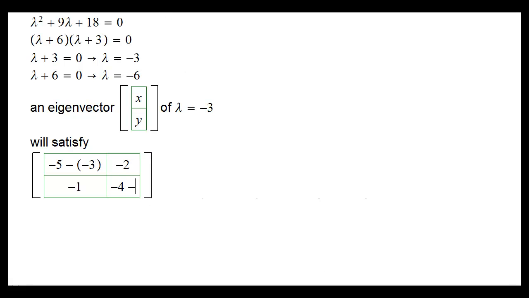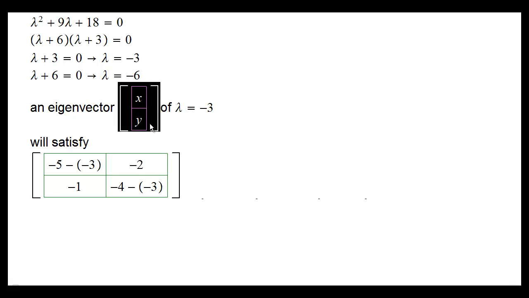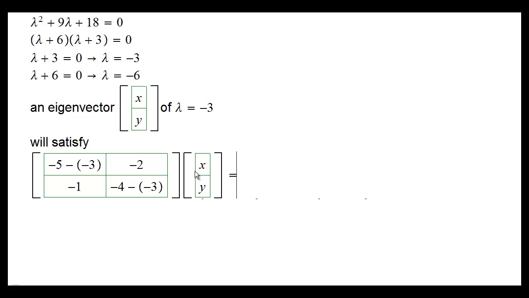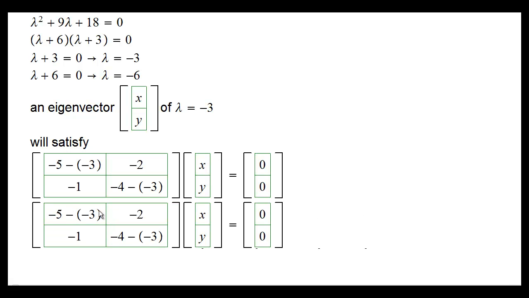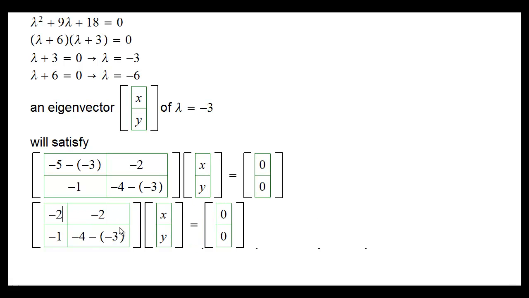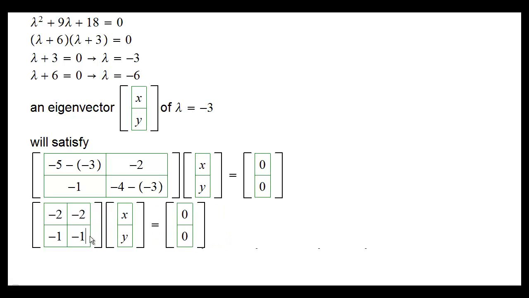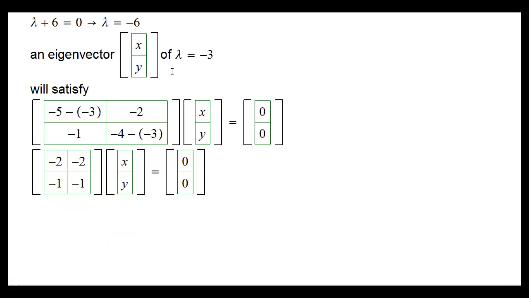So here we have -3 again, so this has to be a solution of what? This matrix equation equals 0, 0. All right, so when we simplify it, what do we get? We get -2 here, and then -1 here, and both of them will lead to what? x plus y equals 0.